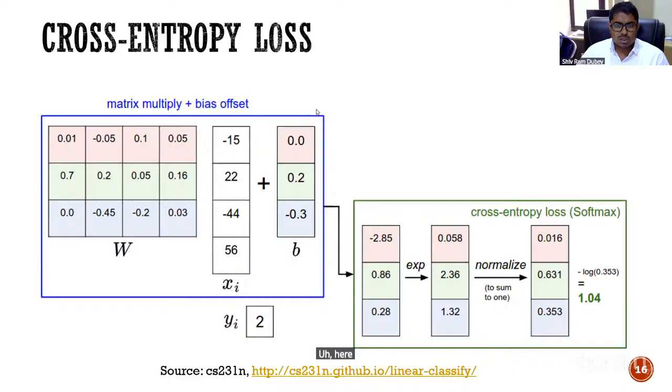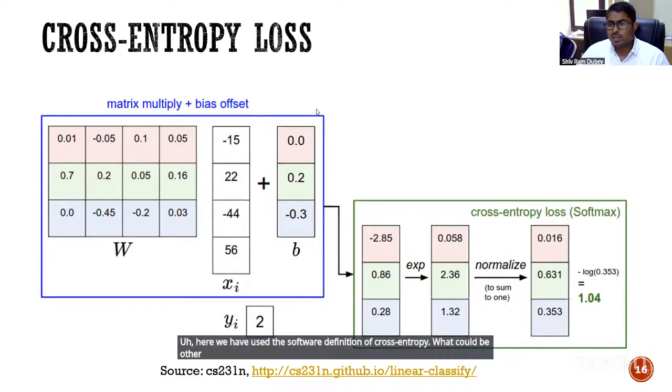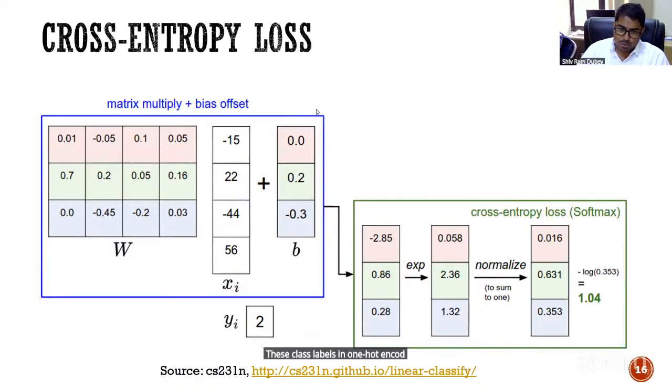Here we have used the software definition of cross entropy. What could be other ways, if any? That's what I just discussed. The cross entropy means because we are getting this entropy from the final class probabilities that we have, and we take the class labels in one hot encoding. So that's why this is cross entropy here.